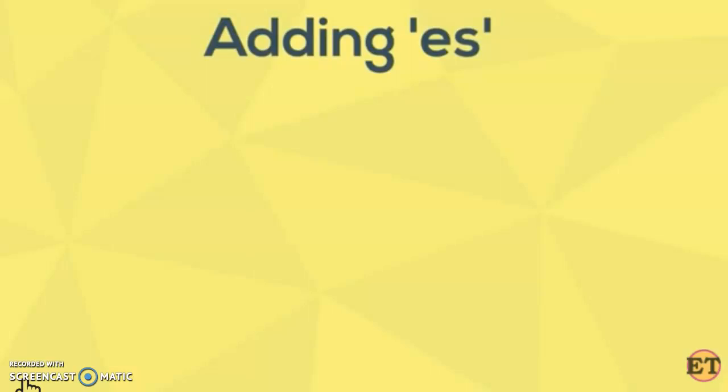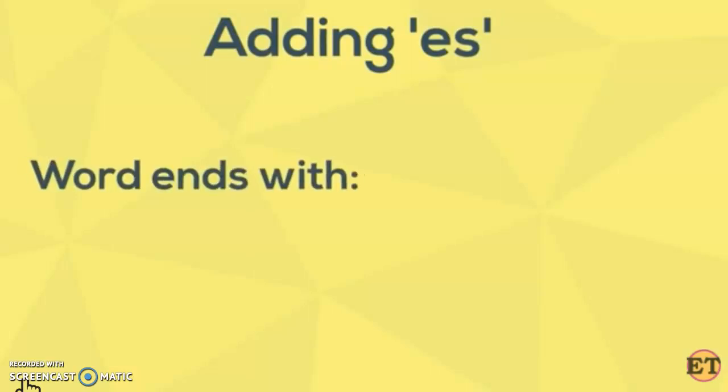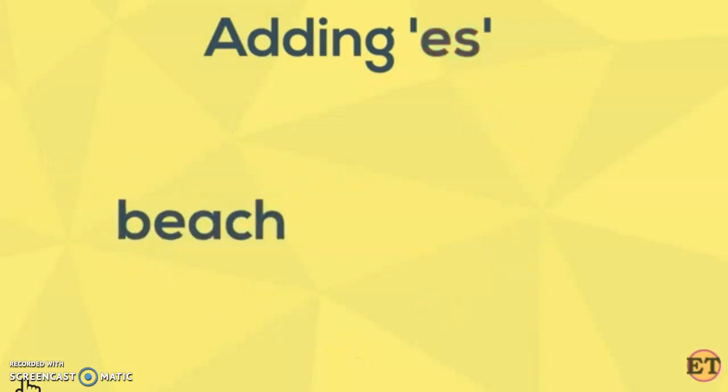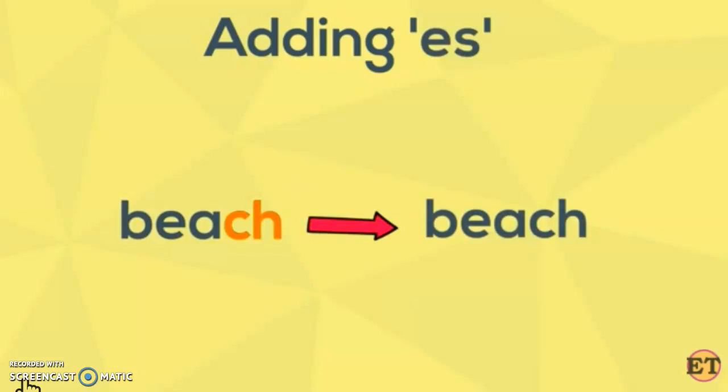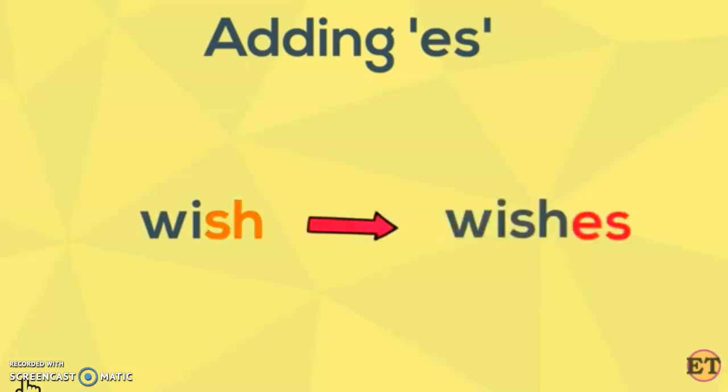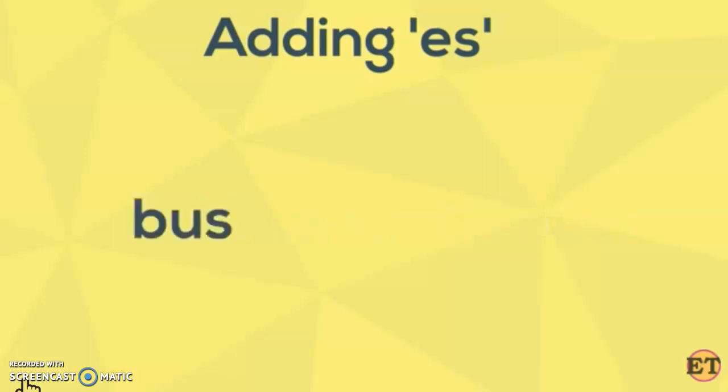Words that end in the following, like ch, sh, s, x, and z, we add es. For example, beach ends in ch, so we add an es to make beaches. Wish ends in sh, so we add an es to make wishes.